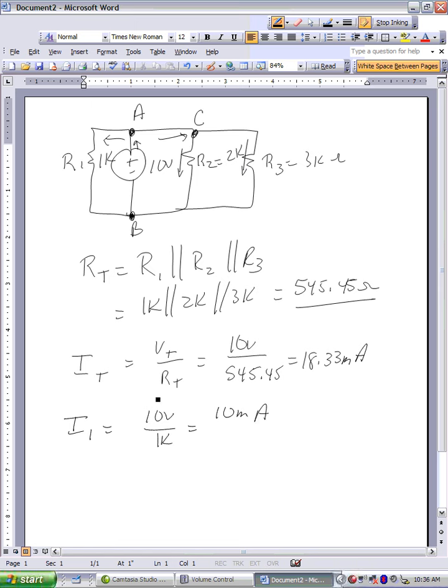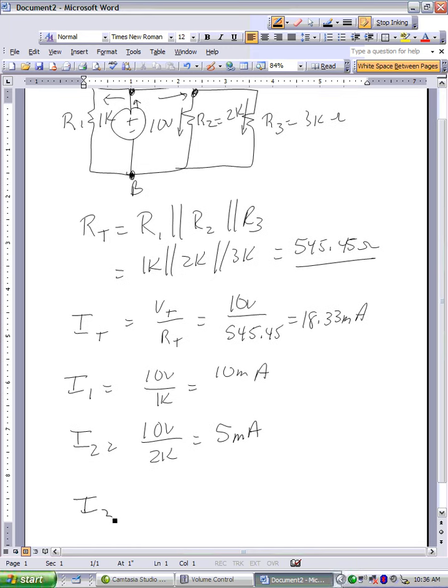Again, I have 10 volts across resistor 1 due to the source. I2, again, I have that same 10 volts across resistor 2. So that's going to be 10 volts over 2K, which is 5 milliamps. And finally, I3 is going to be 10 volts over 3K, which is 3.33 milliamps.